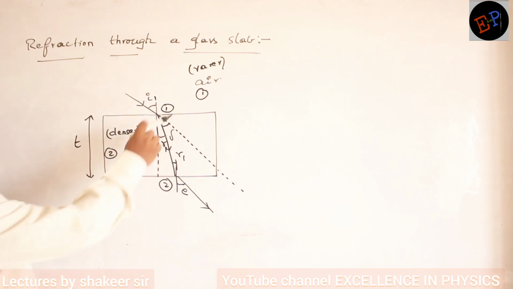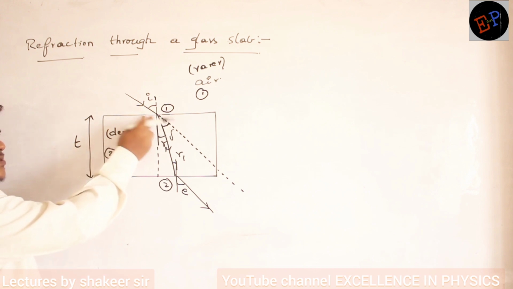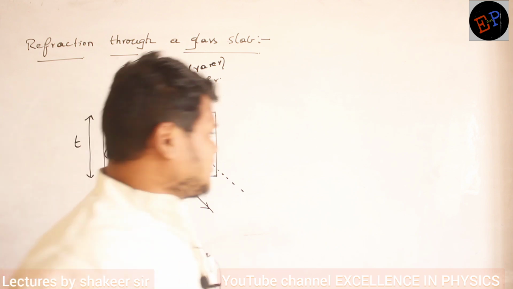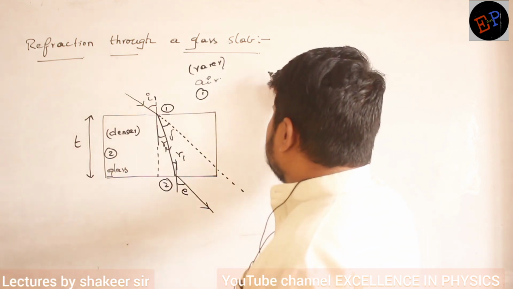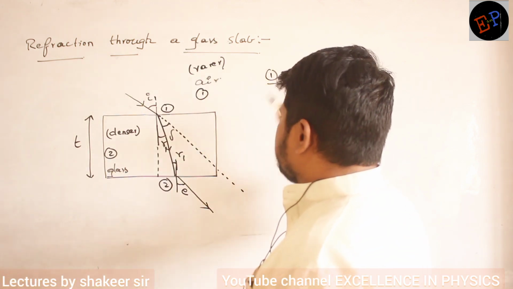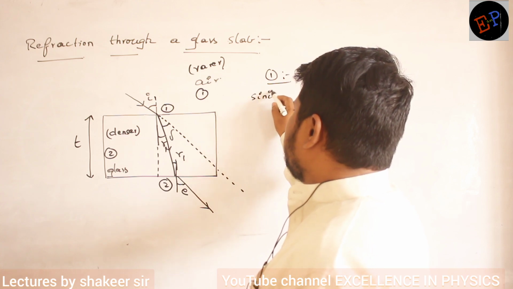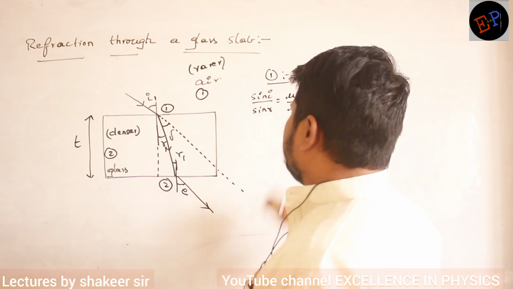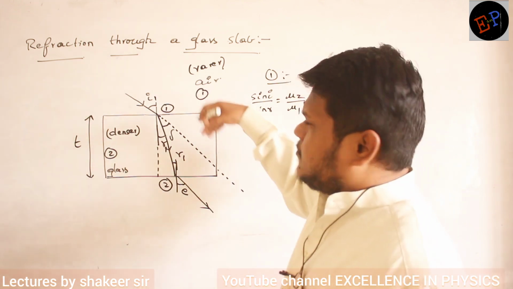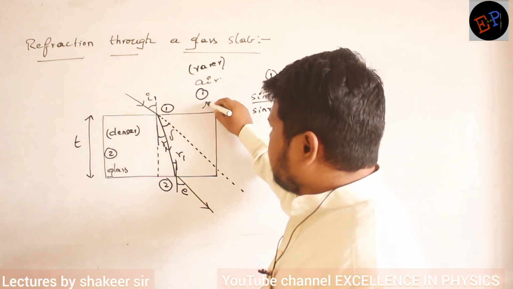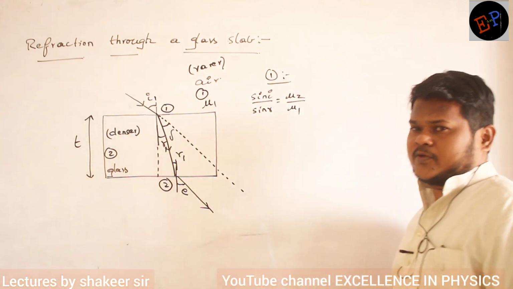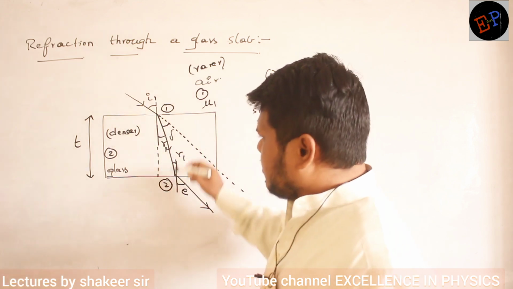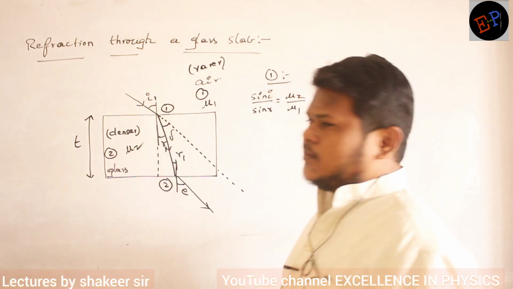Now if I apply Snell's law at the first interface, which is the first interface? This one. So at the first interface, what is Snell's law? Sin I divided by sin R is equal to mu2 divided by mu1. Light is entering from air, so this becomes the first medium whose refractive index is mu1. Light is entering into the second medium, whose refractive index is mu2.